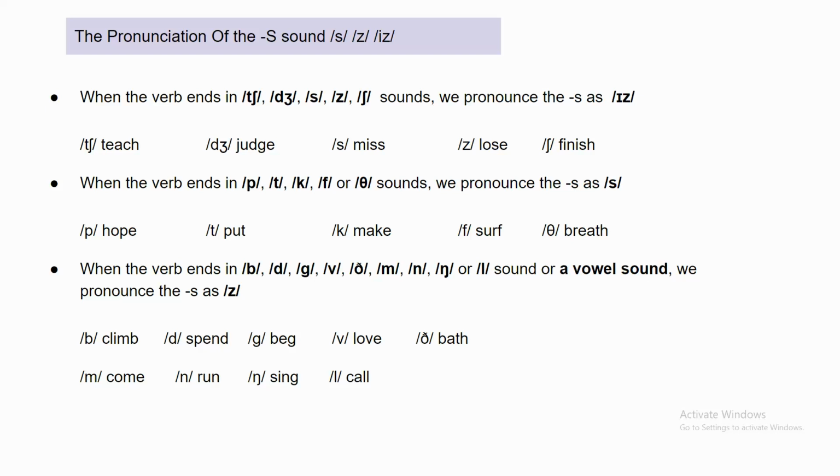Okay, when the verb ends in these symbols, like you see: ch, j, s, z, and sh. So it's a little difficult for you because you never studied these symbols before. So let me show you. When the verb ends with these sounds, we pronounce the s as iz.